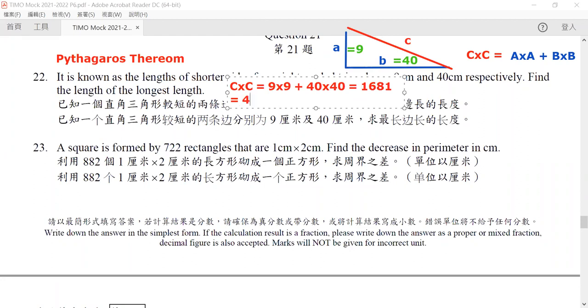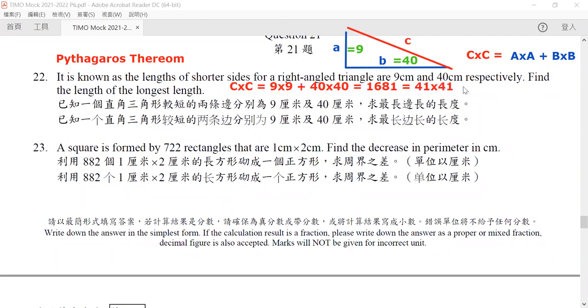1681 is exactly equal to 41 times 41. So we know that the square of our side is equal to the square of 41, hence our side is equal to 41. Again, by applying the Pythagoras theorem, you can very easily calculate the result.